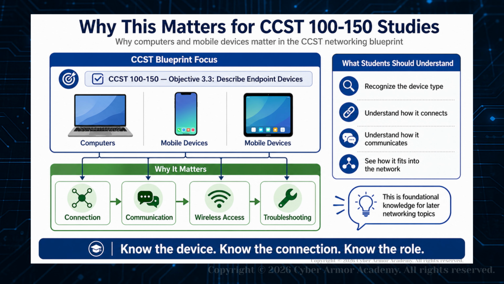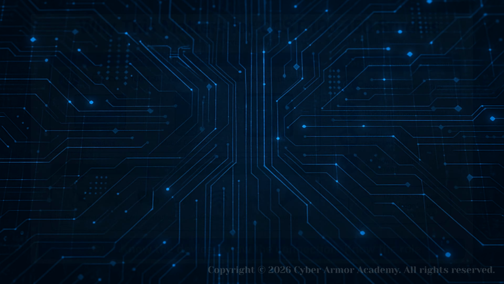This matters for your CCST studies because the blueprint specifically includes computers and mobile devices as endpoint device categories under Objective 3.3. So this lesson is not just about naming devices. It is about understanding what these devices are, how they connect, how they communicate, and how common user devices fit into the bigger networking picture. That understanding becomes really important later when you study connectivity, wireless access, services, and troubleshooting.